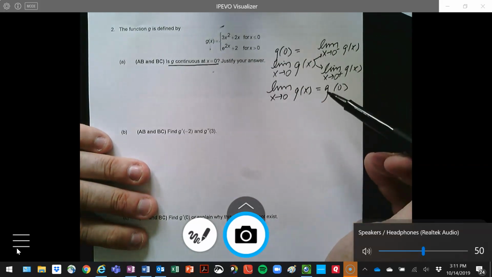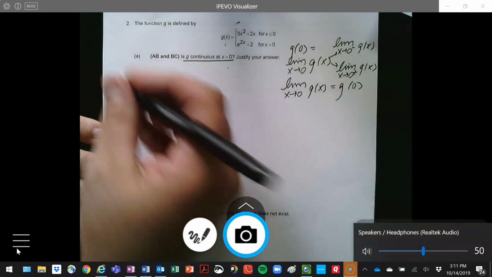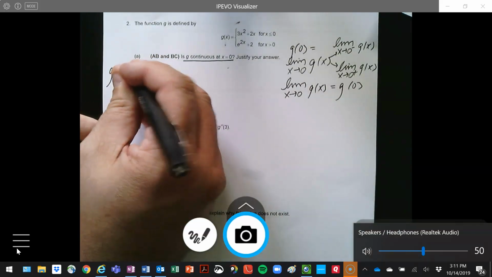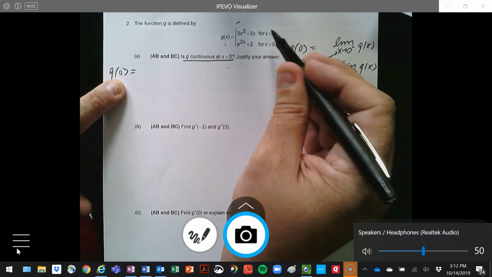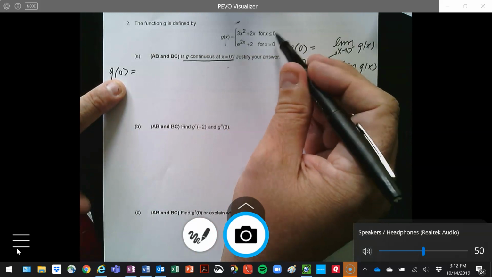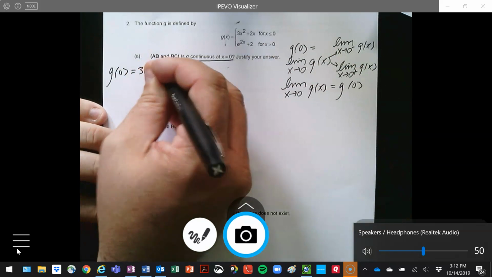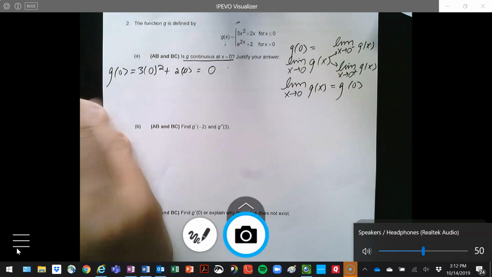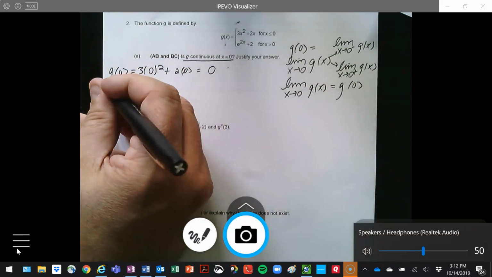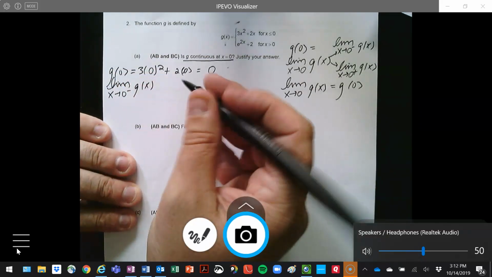If any of these things is not true, then we can declare that g is not going to be continuous at the point. Well, let's get started. Okay, g of 0. The value of g at x equals 0, you've got to determine which piece of the function to work with. Since x is equal to 0, we use the top piece. That's 3 times 0 squared plus 2 times 0. Well, that's 0.